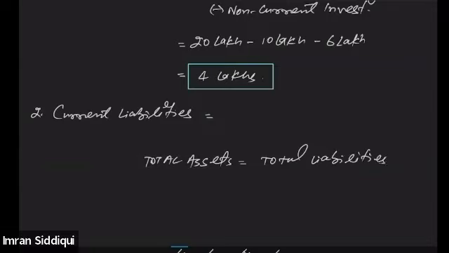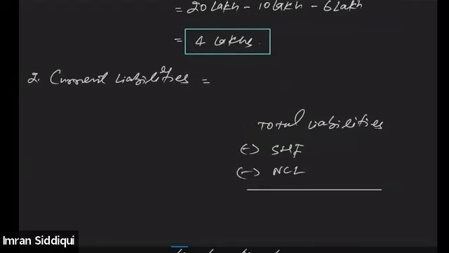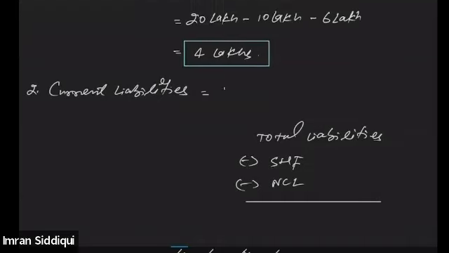Yeah. And if out of total liability, we subtract the shareholders fund and we subtract the non-current liability which is given in the question, what is left? What will we be getting? Current liabilities, right, exactly. So to find out the current liability, what we can do, we can take the value of the total asset, number one.